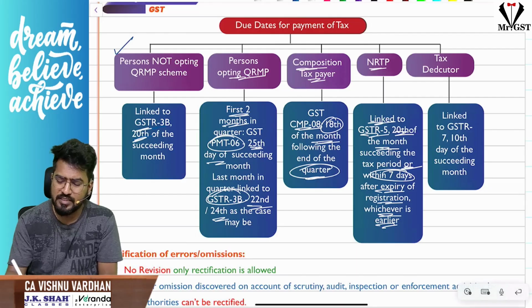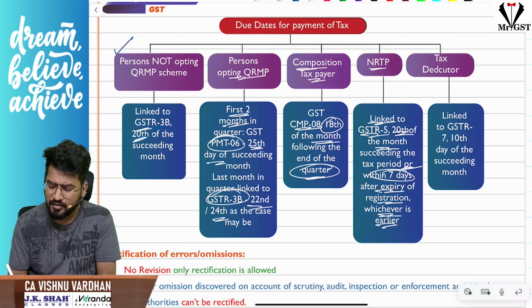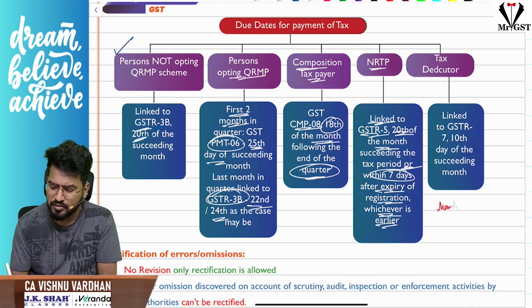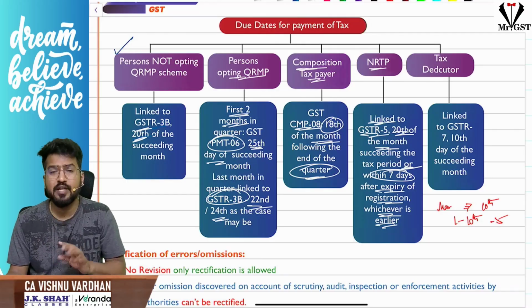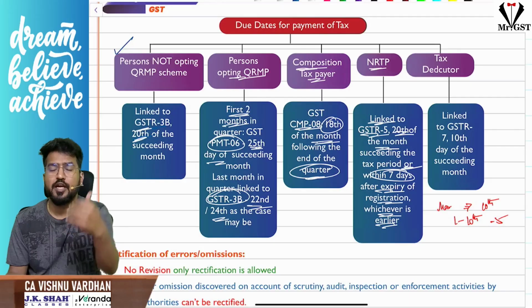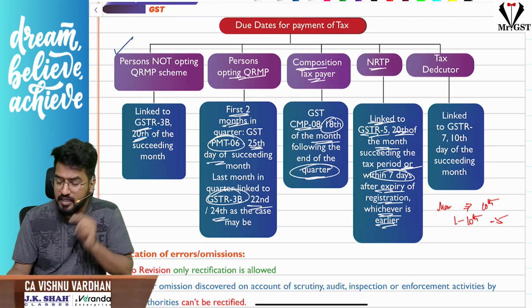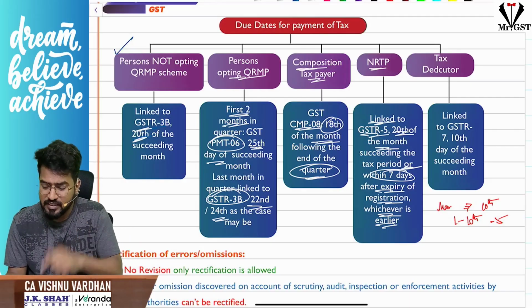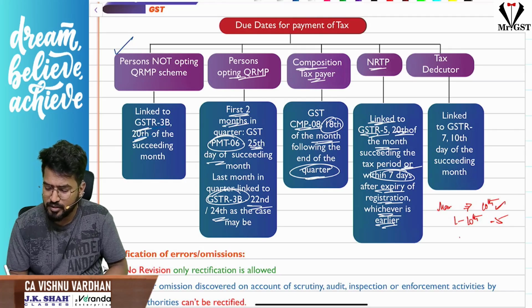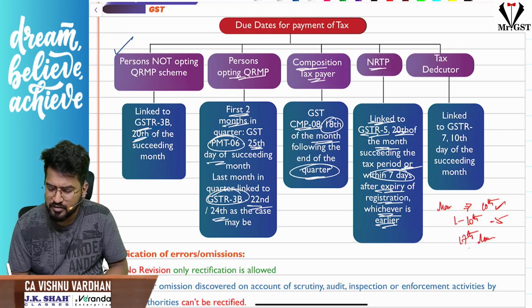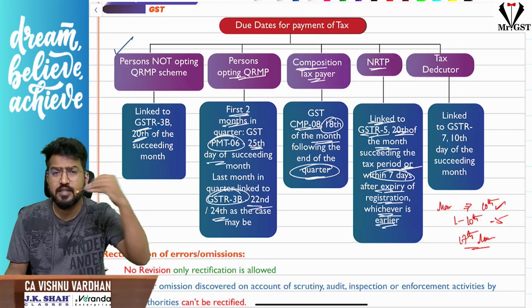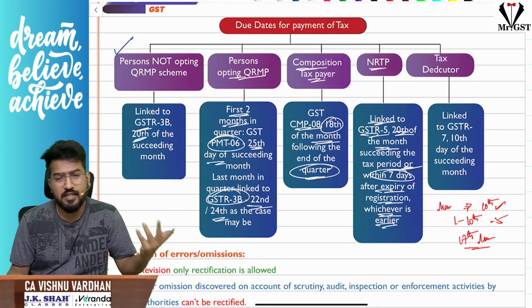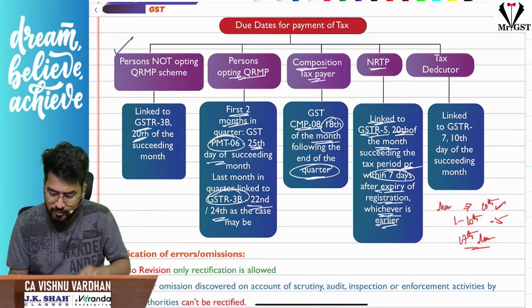For example, your registration is expiring on March 10th. What you should do, sir, is file GSTR 5 for March 1st to 10th also. Generally, I would file March GSTR 5 on April 20th, but here it is April 20th or 7 days from the expiry of registration. 7 days from the expiry is 17th March. So 20th April or 17th March, whichever is earlier. 17th March is earlier, so that will be the case.